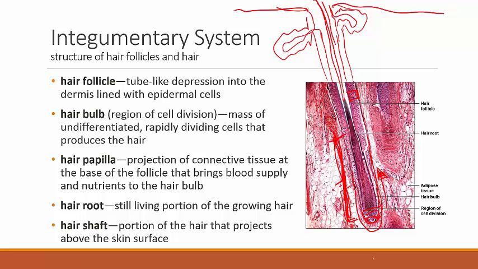Oops, and I skipped right over the hair papilla. The hair papilla, down here at the bottom, is like a little bump of connective tissue that has a big old knot of blood vessels coming in, and also a nerve ending right in there. So this is the area that provides all the nutrients to the growing epidermal cells. The hair shaft is the portion of the hair that projects above the skin surface. So up here would be the hair shaft. So that's the anatomy then of a hair follicle.